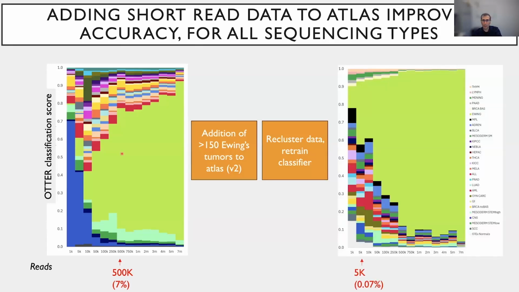And what you see strikingly is that this color of Ewingsness begins to emerge much earlier. And then in fact, you can diagnose the Ewings with only 5,000 reads, which is a fraction of a percentage, as opposed to the 500,000 reads that you would need to be confident before. So what this means is that as we add more data to the short read platform, to the atlas, as we improve the atlas, as we add more samples, it becomes not only faster, but also less expensive to classify new tumors going forward.